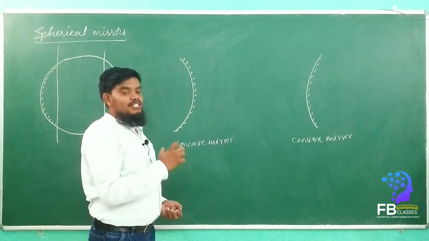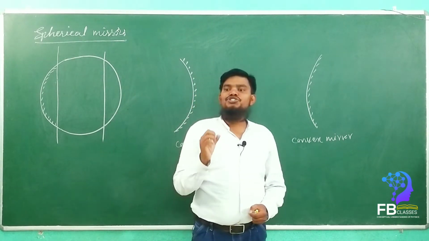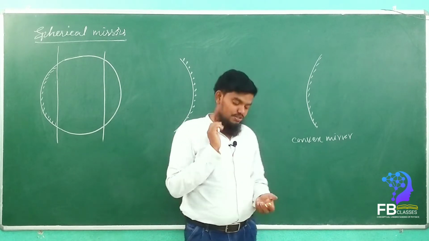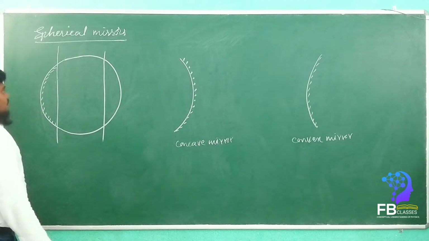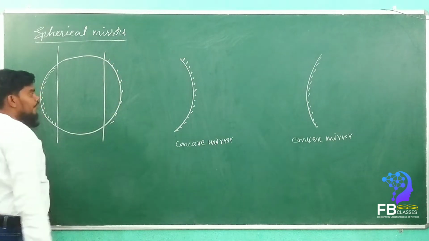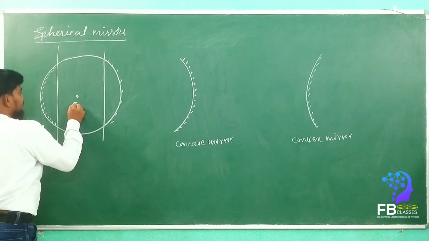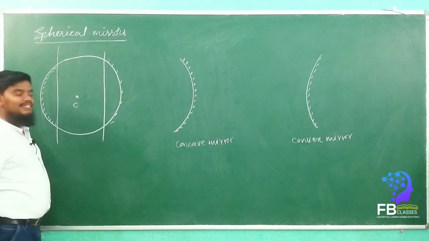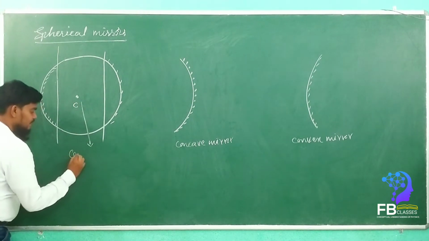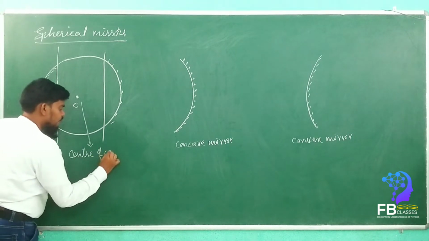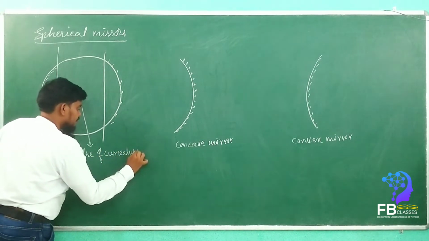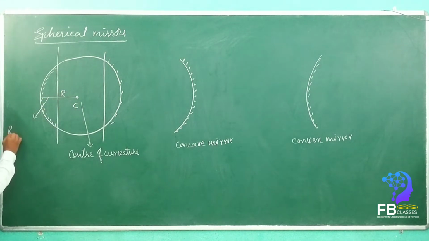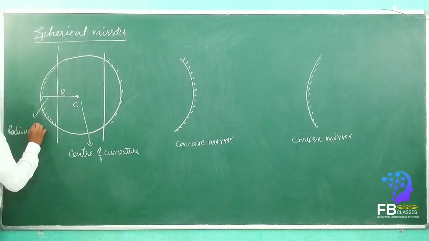See here, in these mirrors we are going to learn the general terminologies. Let's see what the general terminologies are. Now, the center of the sphere of which the spherical mirror is a part, this center we call the center of curvature. And the radius of the sphere is called the radius of curvature.